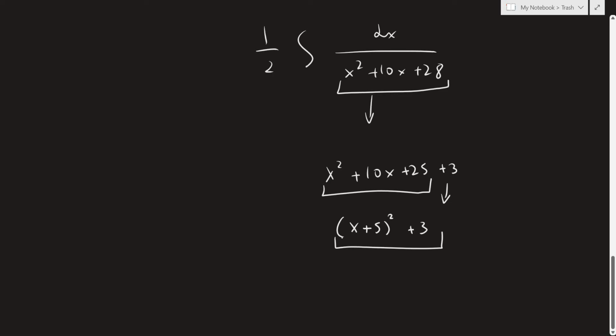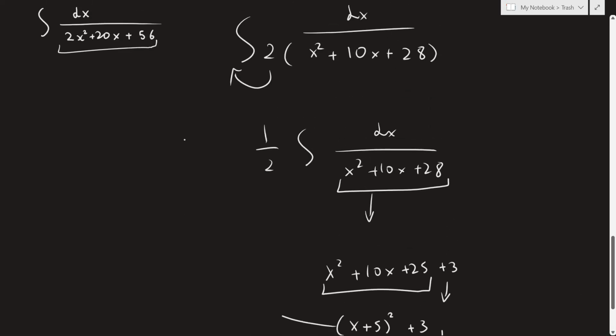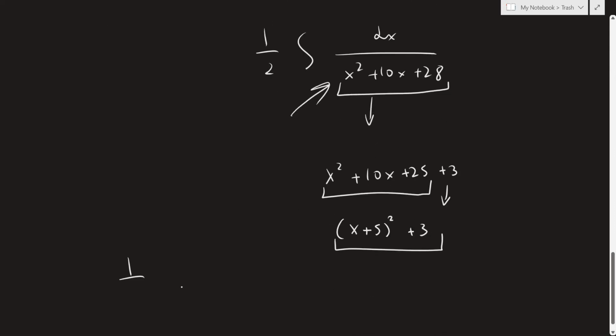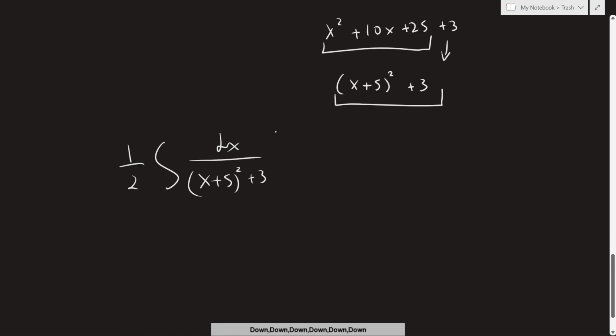Great. Now let's switch this with what we were finding. Okay, from the very beginning. Actually here. This one here. Okay, so let's do that. So it's going to be half integral of dx over x plus 5 squared plus 3. All right, we're not done here. There's still some stuff we need to do.